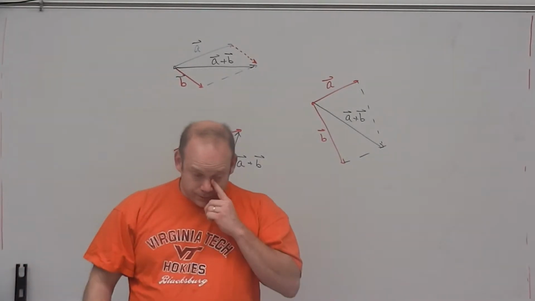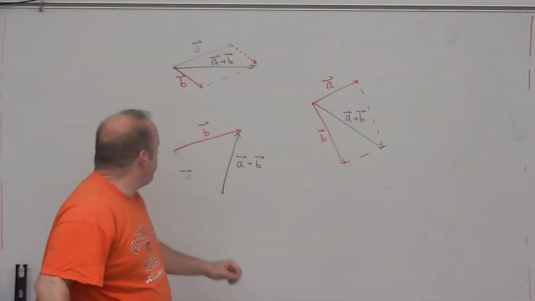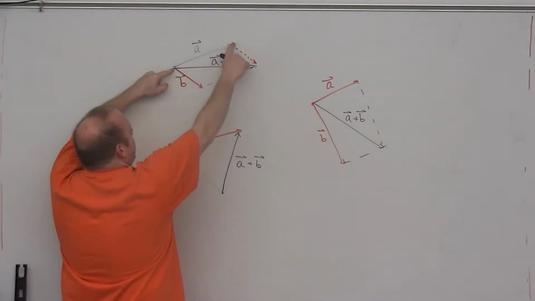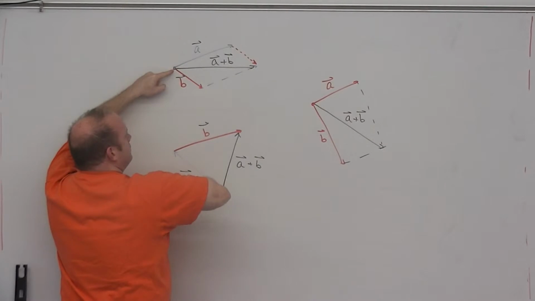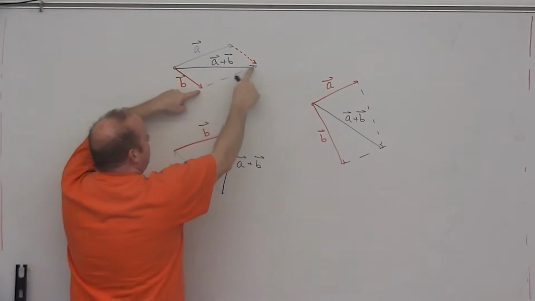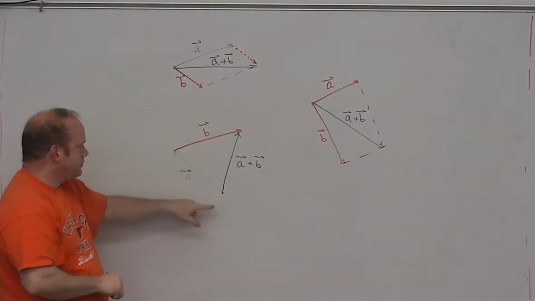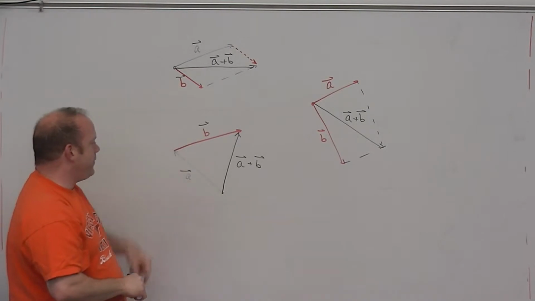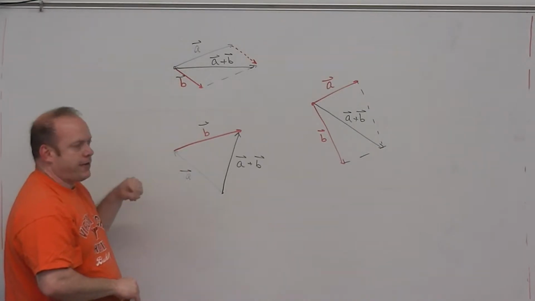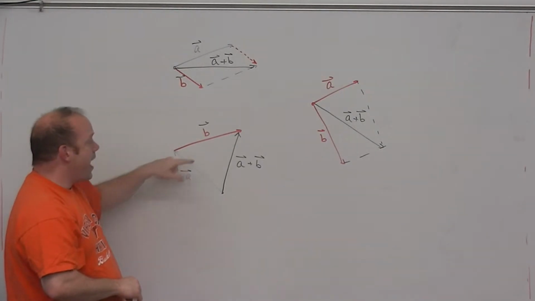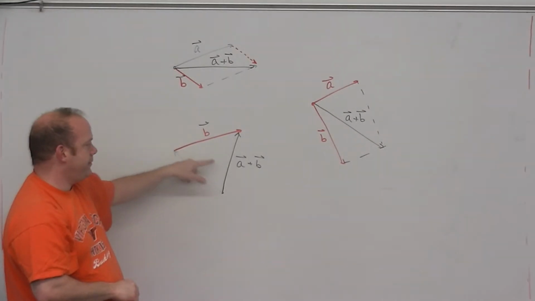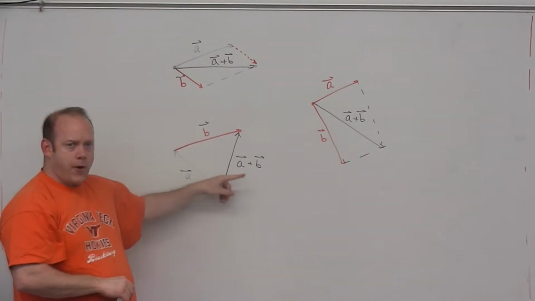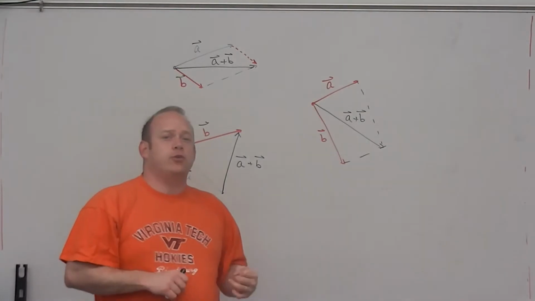Something that I should point out here: I went A plus B this way. This way I go B plus A. If I flip the order on these two that are lined up head to tail, I will also wind up with the same vector. It doesn't matter which order you go in.